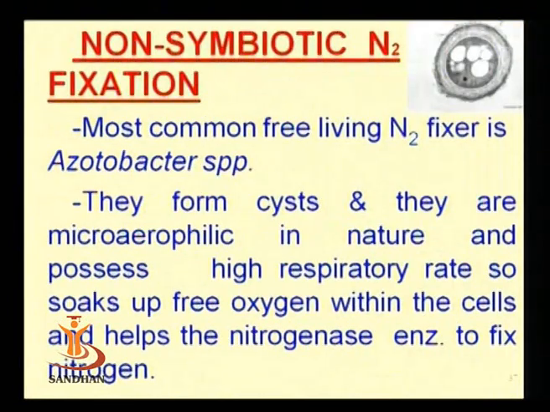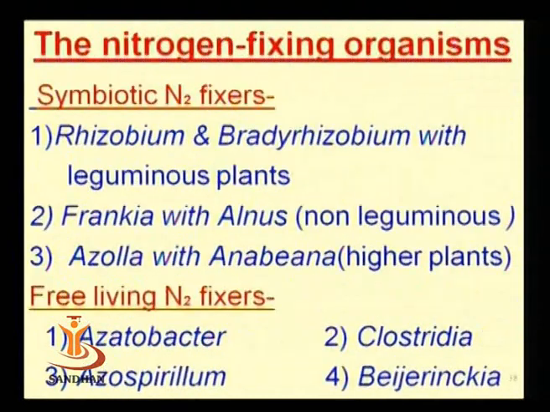Free-living organisms like Azotobacter have also been seen to fix about 30% of the atmospheric nitrogen in the soil. Azotobacter often forms cysts. They are microaerophilic in nature and hence possess a high respiratory rate. Because of this, they soak up the free oxygen present in the cells and help the nitrogenase enzyme to fix nitrogen, because the nitrogenase enzyme requires low oxygen tension to fix atmospheric nitrogen.